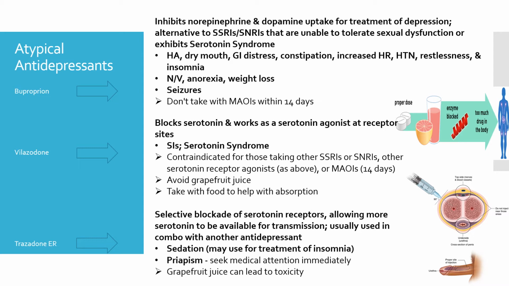Trazodone ER is the third category here. This is a selective blockade of serotonin receptors, allowing more serotonin to be available for transmission. It's usually used in combination with another antidepressant. But this can lead to some sedation, which may be the reason that this might be a good choice for them. If they have depression and insomnia, then trazodone might be a great choice because of the sedation effect. But priapism is not.